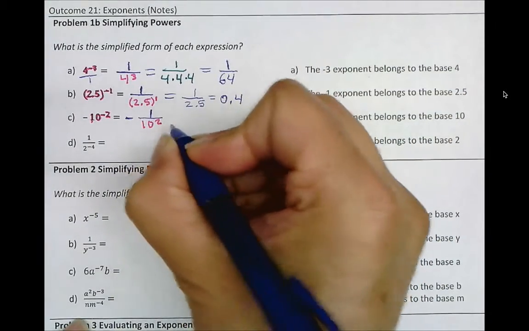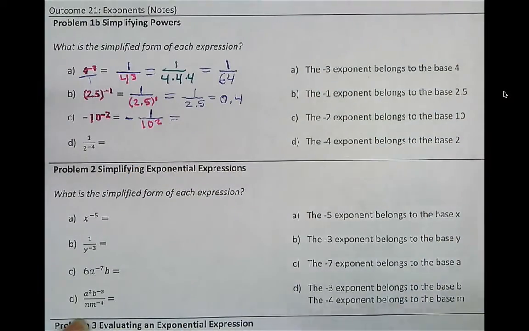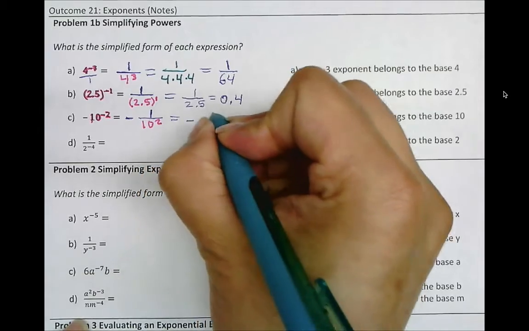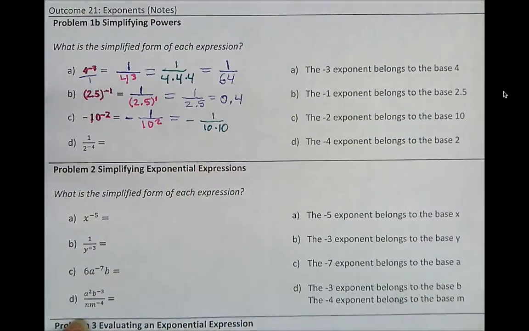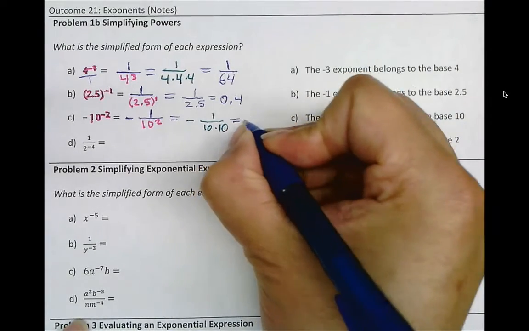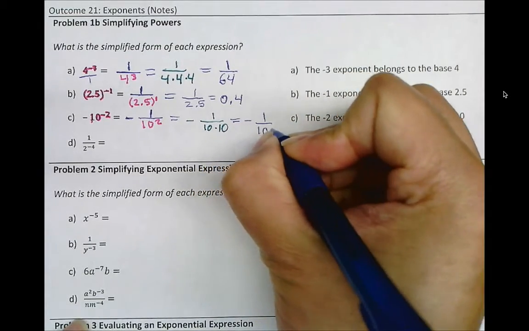Now let's simplify this by expanding. So recall that this does mean 1 over 10 to the power of 2, which is 10 times 10. And that turns into negative 1 over 100.